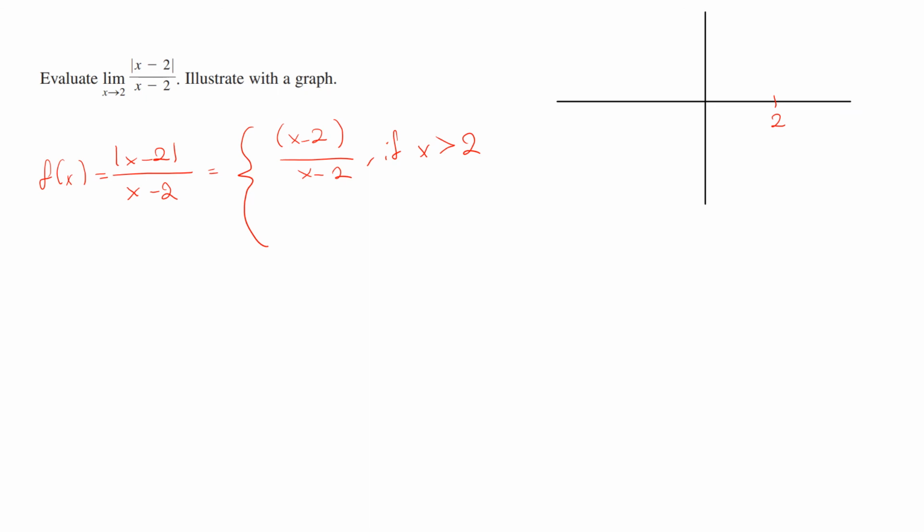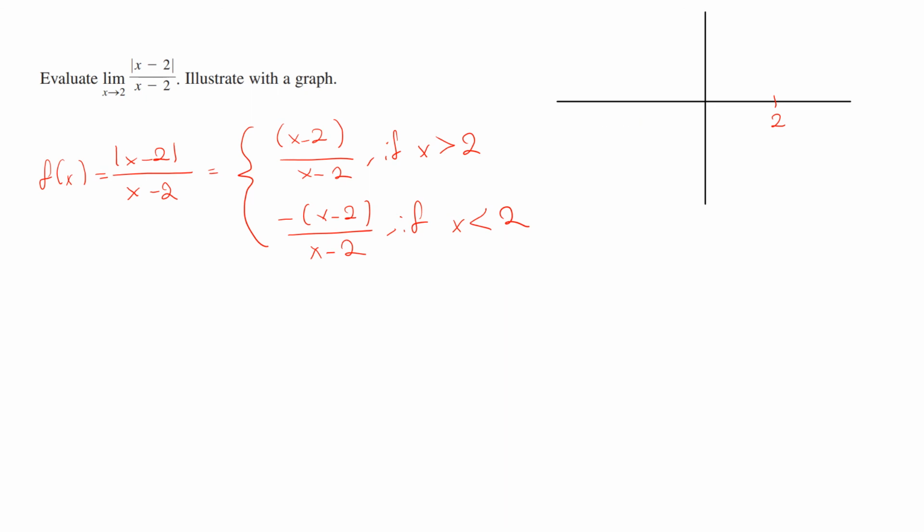For the left side, this is coming from the left side, so what we do is put the negative version of the absolute value. So I'm going to put a negative and then the same exact bracket, x minus 2, over x minus 2, if x is less than 2, which means it's coming from this way when it's less than 2.